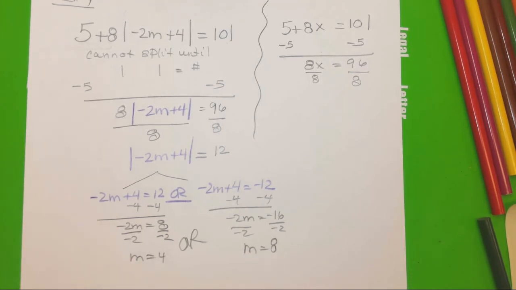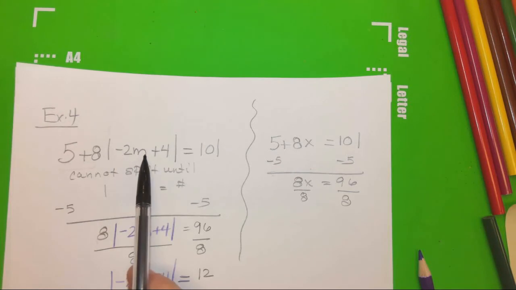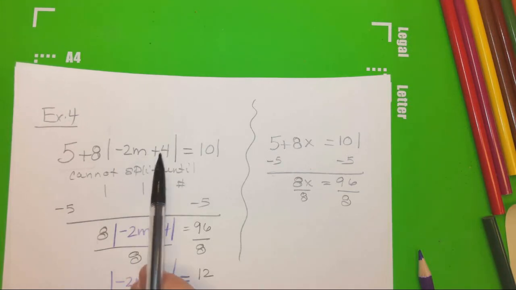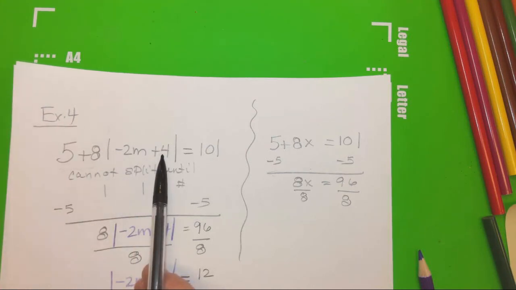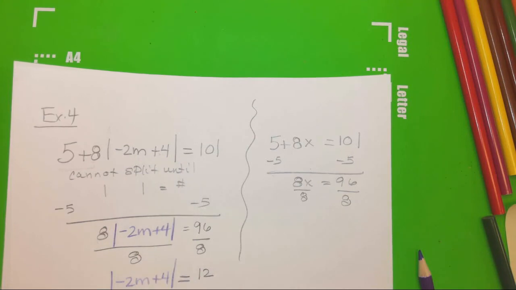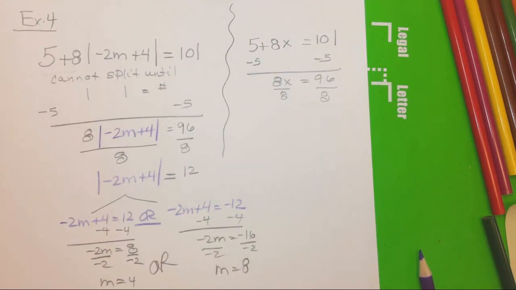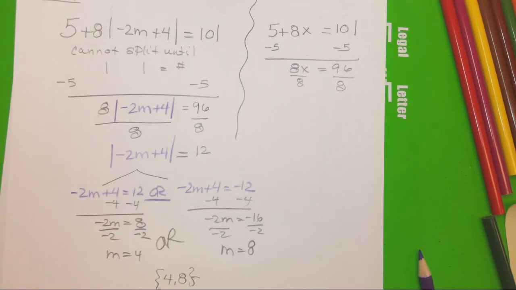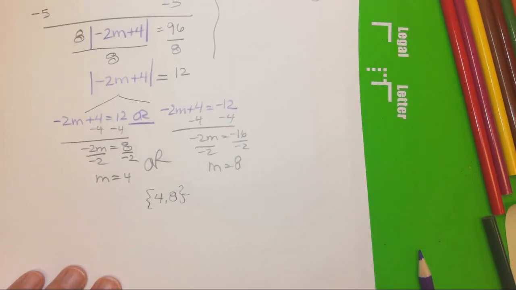Now, you always want to go back and look, is this actually going to work out? If I were to put 8 into this, I'd have negative 2 times 8 is negative 16, plus 4 is negative 12. Absolute value of negative 12 is positive 12 times 8 plus 5 is 101. So you want to check, because sometimes with absolute values you'll get extraneous solutions, things that don't work. But in this case, it does. And so we'd have our solution set of -4, 8.